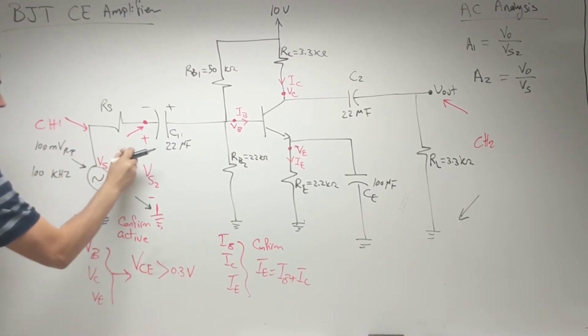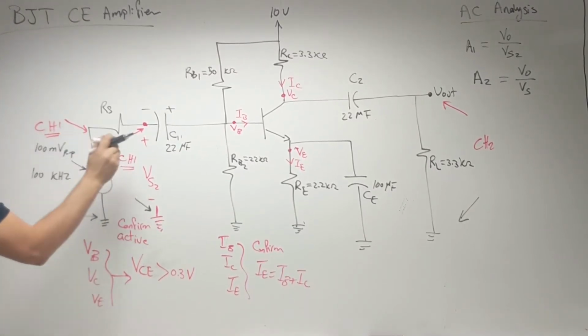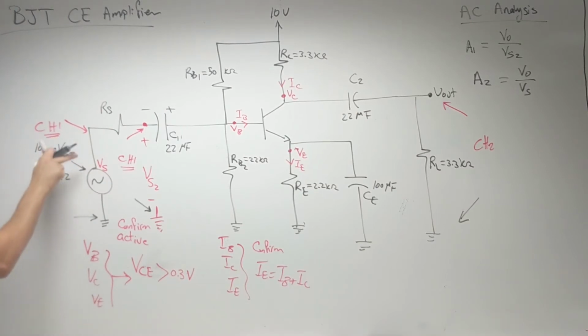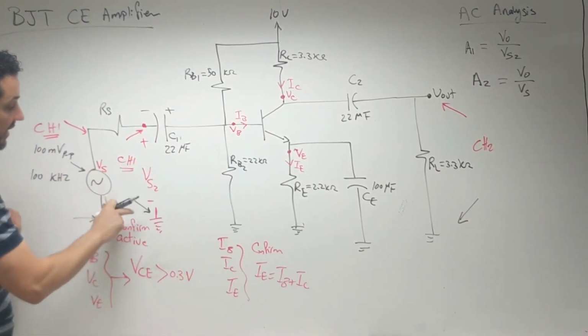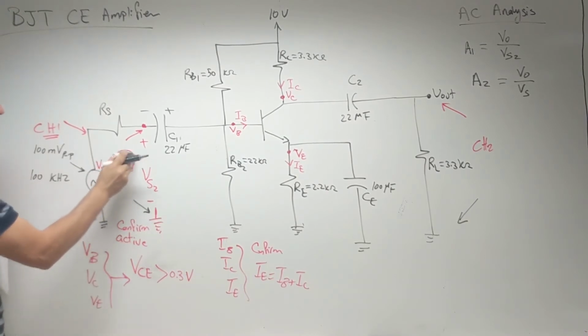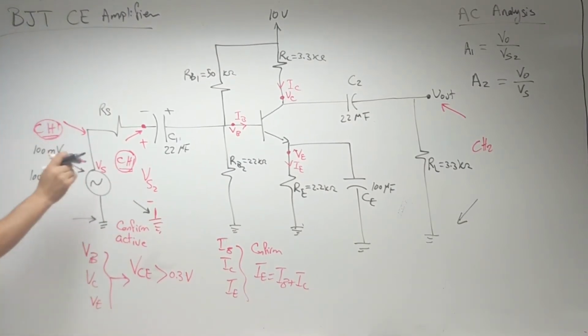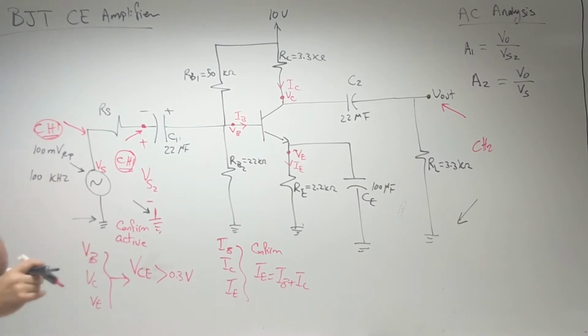So channel 1, sometimes it will be here if you want to measure the gain between V output and Vs, or if you want to measure the gain between V output and Vs2, you have to connect channel 1 here. So channel 1 will be moving between these 2 points.